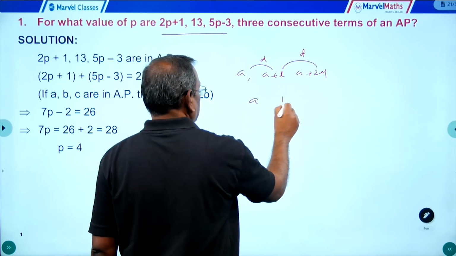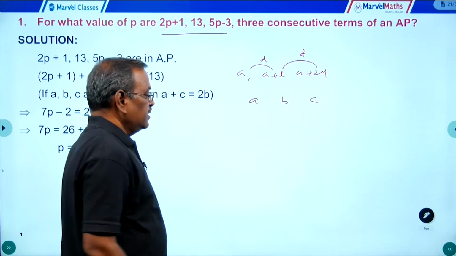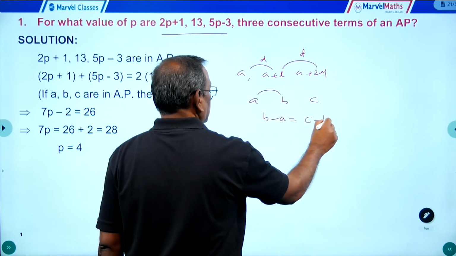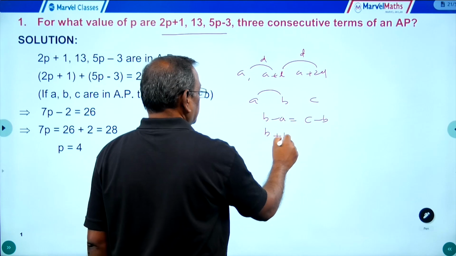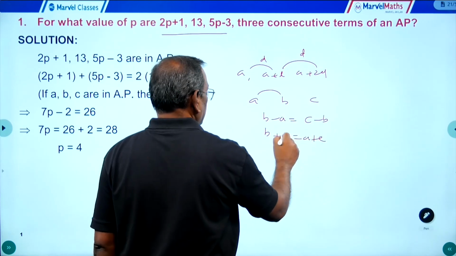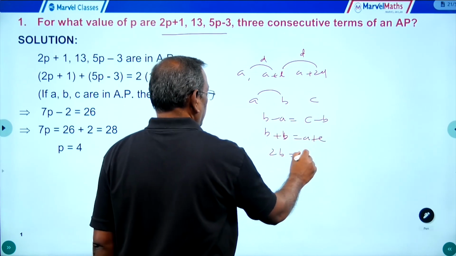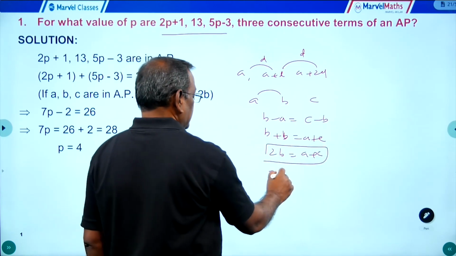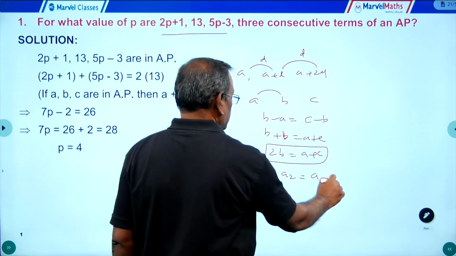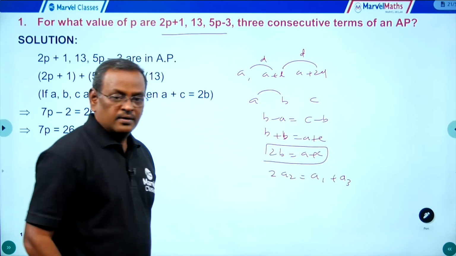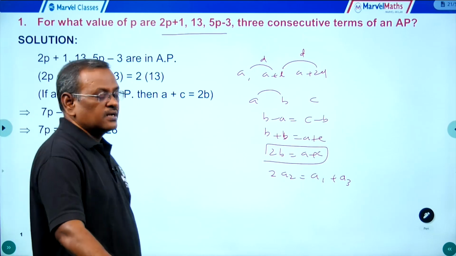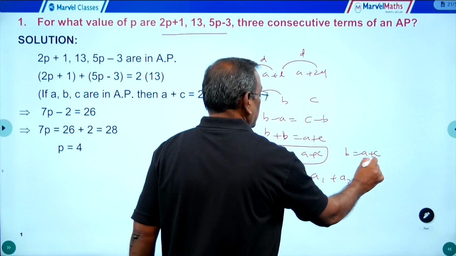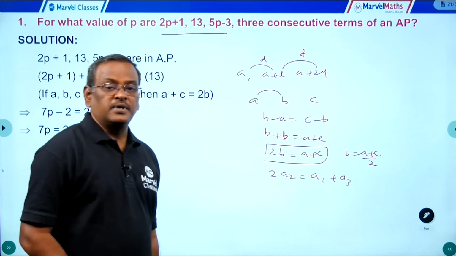Suppose 3 numbers A, B, C are in AP, then the condition is B minus A equal to C minus B, so B plus B equal to A plus C. Otherwise, 2B equal to A plus C. What is the meaning of this? Twice the second term equals the sum of the first term and third term. The name of this expression is arithmetic mean, that is B equal to A plus C by 2.